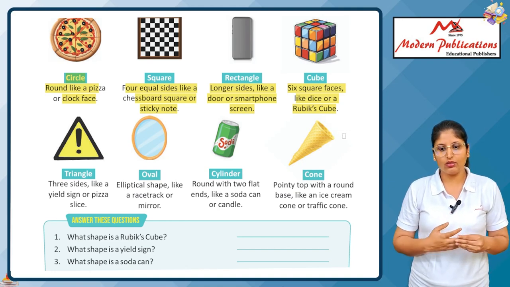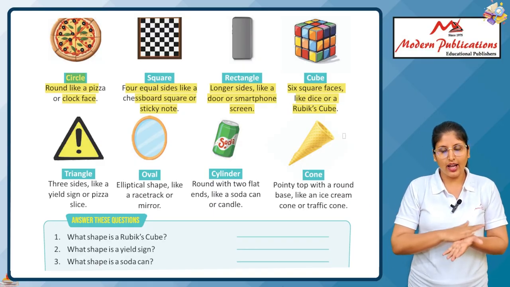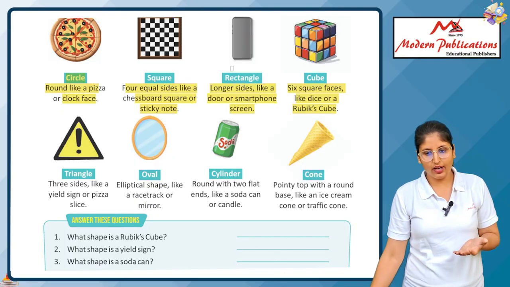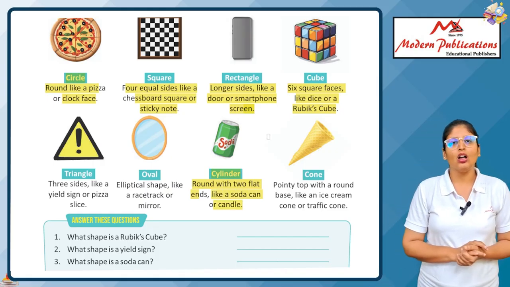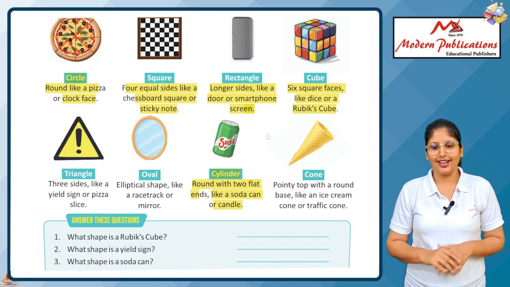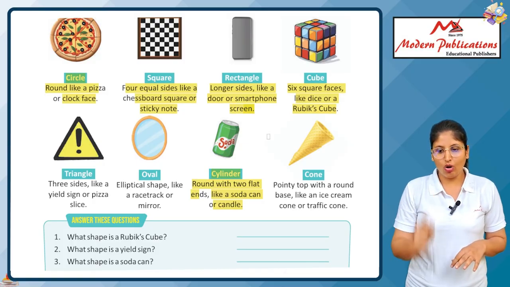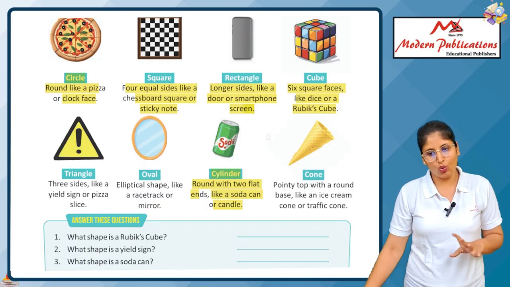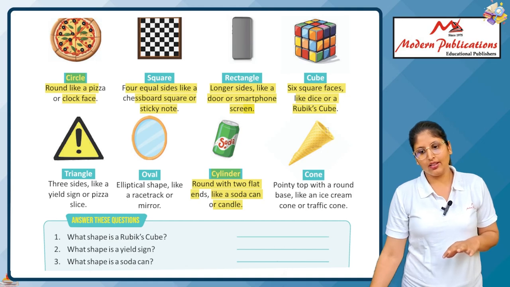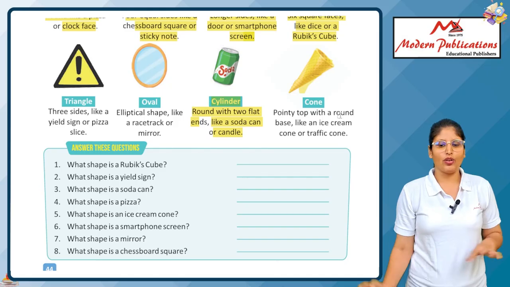Next one is cylinder: round with flat ends. Can you see the shape of a cylinder? It is like a soda can or a candle. The candle is also shaped like a cylinder. Let's move on. Cone: pointed top with a round base like an ice cream cone or a traffic cone. So we can say this is the shape of a cone. So we discussed the shapes.